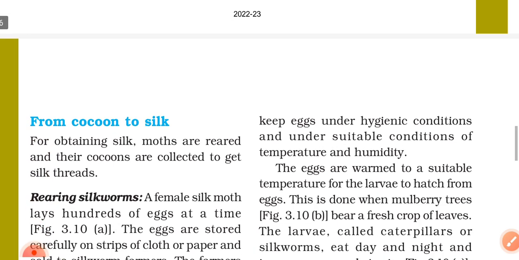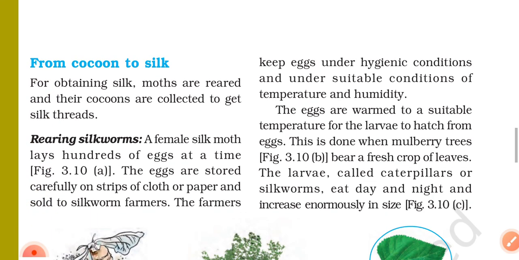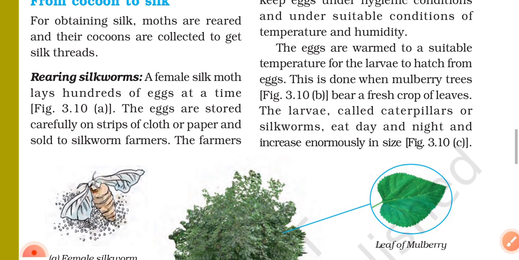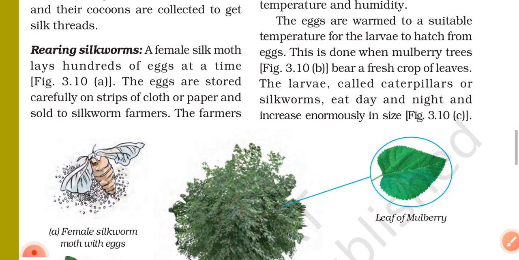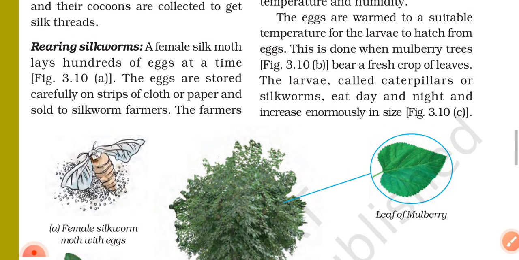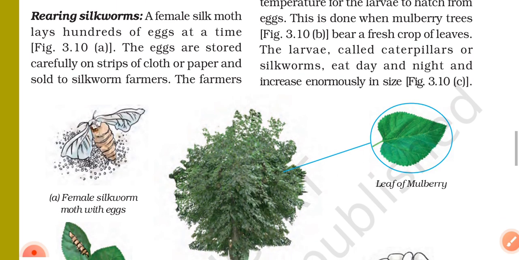From cocoon to silk. For obtaining silk, moths are reared and their cocoons are collected to get silk thread. Rearing silkworms. A female silk moth lays hundreds of eggs at a time. Figure 3.10a. The eggs are stored carefully on a strip of cloth or paper and sold to silkworm farmers.